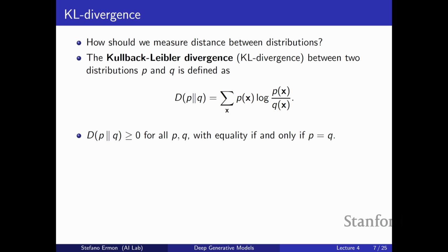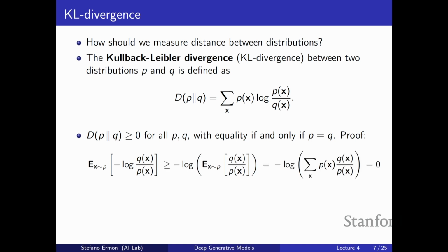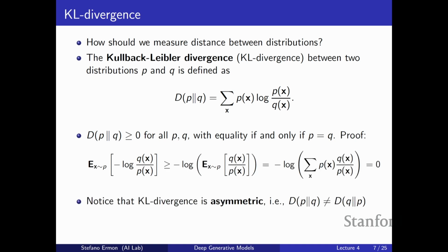And well, I have a one-line proof showing that it's non-negative, but I'm going to skip it. The important thing is that this quantity is asymmetric. So the KL divergence between P and Q is not the same as the KL divergence between Q and P. In fact, both are reasonable ways of comparing similarity. One will give us maximum likelihood training. The other will come up again when we talk about generative adversarial networks. It's going to be harder to deal with computationally, but it's also a reasonable way of comparing similarity between P and Q.